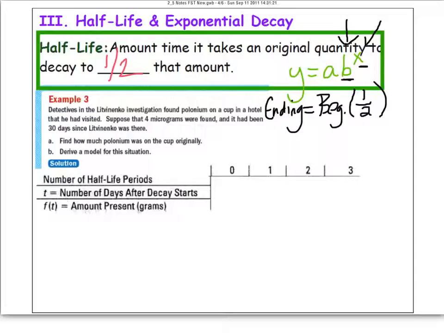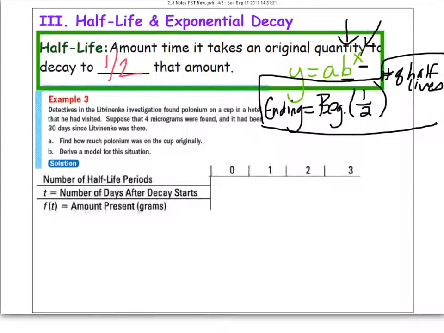Now, the exponent used to stand for time. Well, for time, that means I need to know how many half-lives there were. So the exponent here is the number of half-lives that have happened. So let's just use more of this verbal model to help us set up this first question.